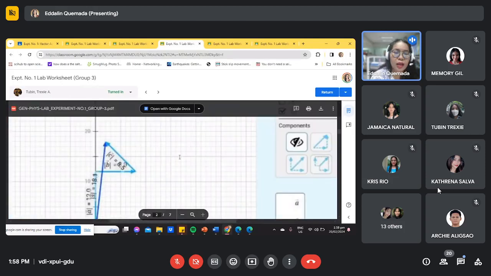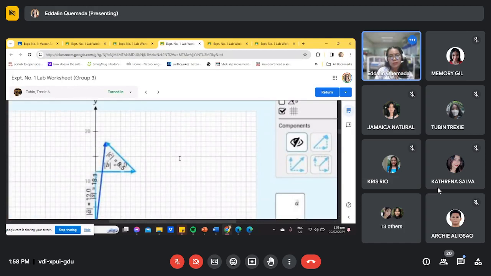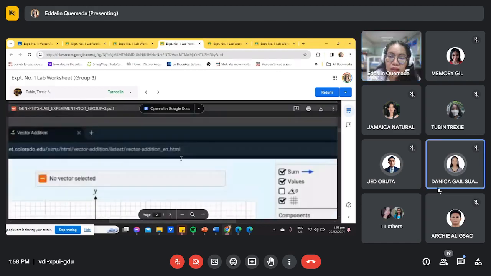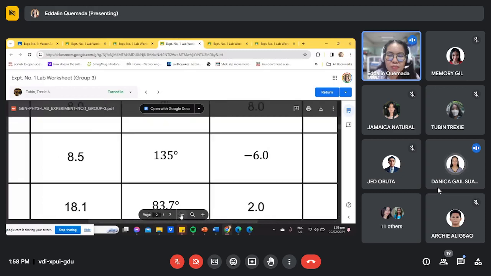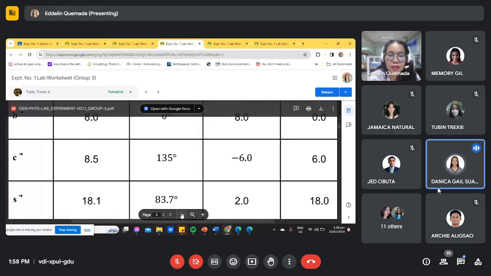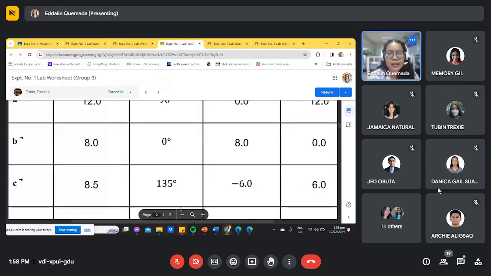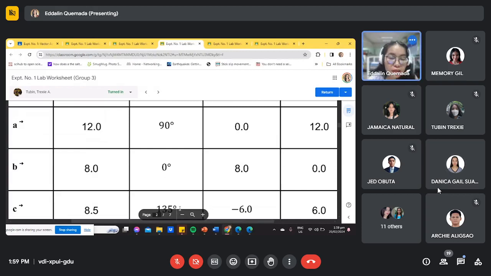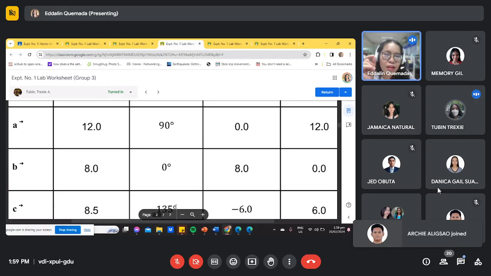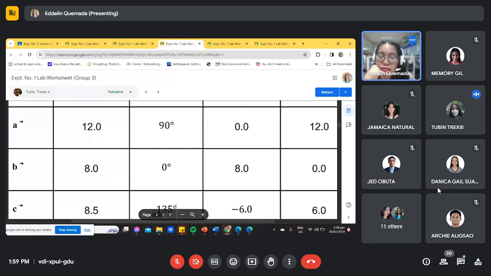What is the difference? The direction. Aside from the direction, take a look at the table of values. The x component is negative. Aside from that, its angle is over 90 degrees. The angle is greater than 90. Other than that, what is different from vectors A and B? It is diagonal. And so, what does it mean?